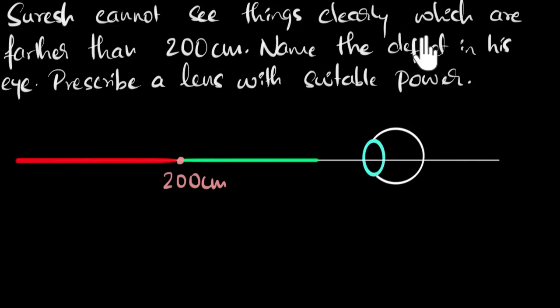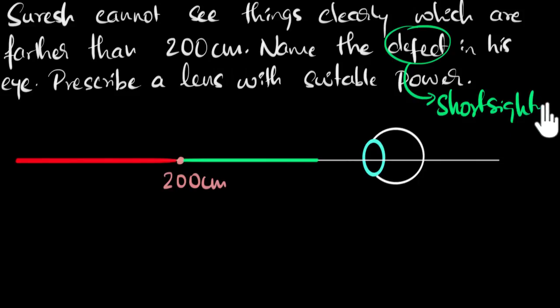So let's write that down. The defect over here is short-sightedness. He's nearsighted. So short-sighted. Or he is myopic. So we say Suresh has myopia. Any one of them.